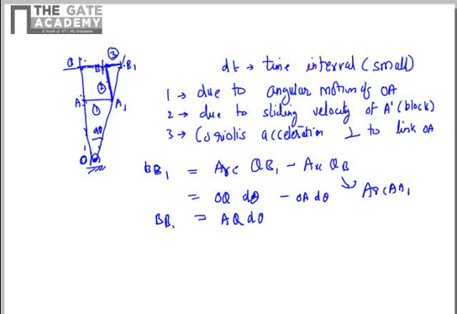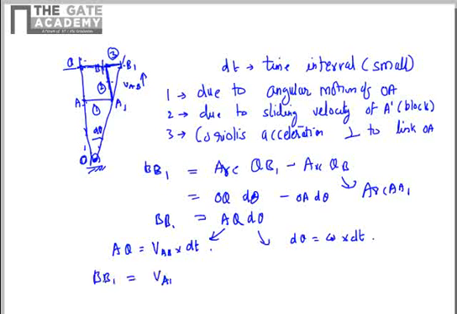Now AQ is the distance covered by the sliding block due to the velocity VAB. So AQ will be equal to VAB multiplied by dt, time step, and d theta will be equal to omega into dt. The angular speed of rotation multiplied by time interval is equal to angular displacement. So BB1 will be equal to VAB omega dt square, by substitution of these two expressions.